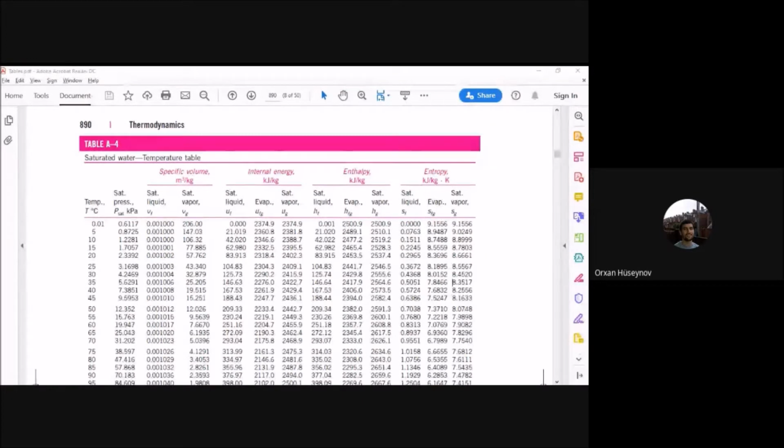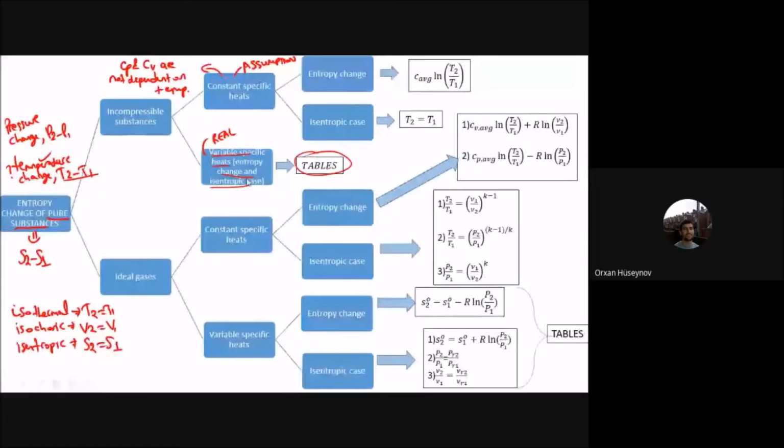Now I'm going back to our slide so that we can continue. For the variable one, as I said, we are using the tables. Next is the constant specific heat for the ideal gases. Now we are finding the entropy change of the ideal gases. Similarly, this is an assumption: we are saying that Cp and Cv are not dependent on temperature.